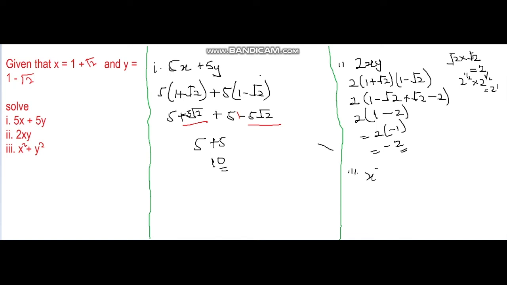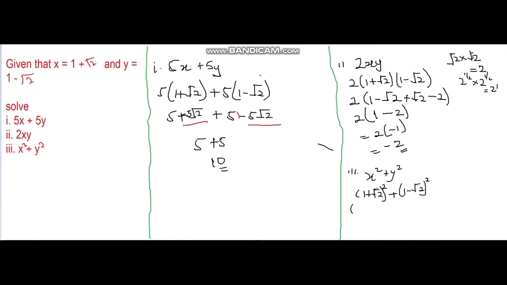Now for the third one, they are saying x squared plus y squared. So let's fix in the values. So the x squared, we have 1 plus square root of 2 squared, plus 1 minus square root of 2 squared. So that is it. So we'll simplify this and simplify that as well.